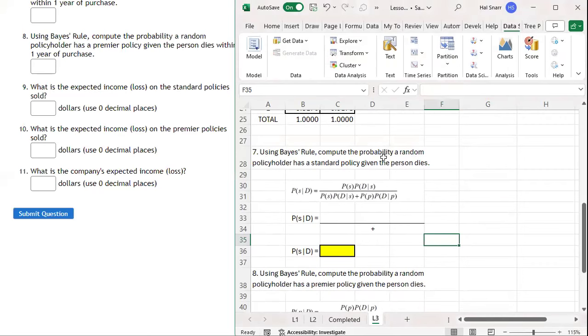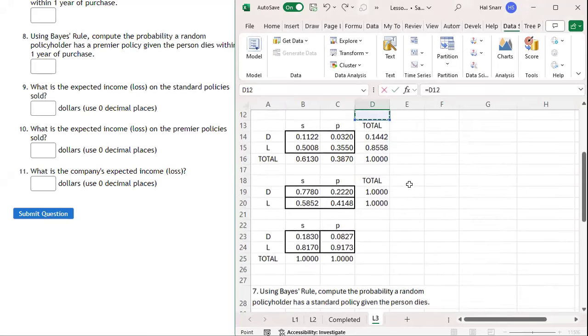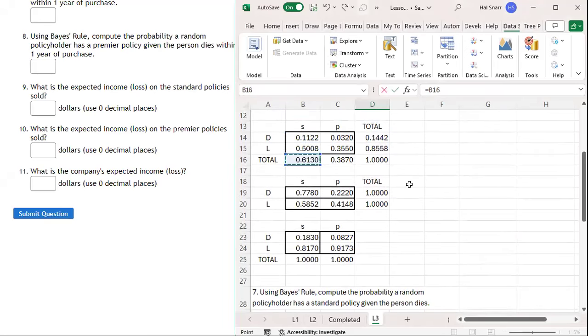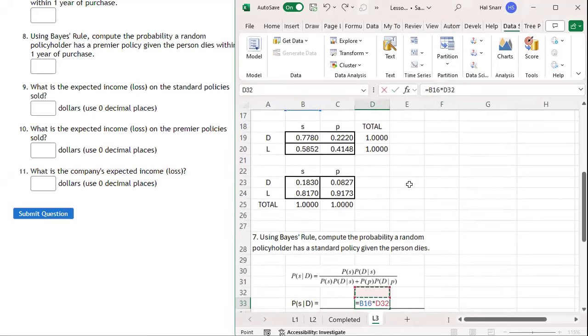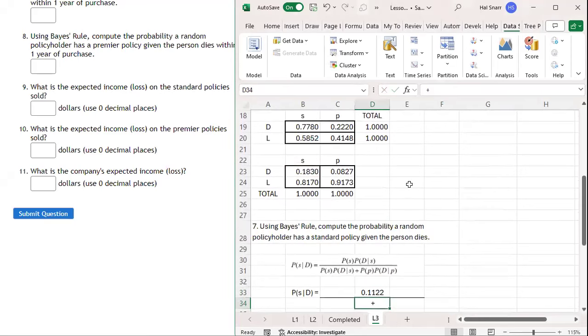Using Bayes' rule, compute the probability that a random policyholder has a standard policy given the person dies. Okay, so the first thing we need is the probability of being a standard policyholder, this marginal probability here. We're going to multiply that by the probability of death given a standard policyholder. These are the conditional probabilities of being a standard policyholder, and this is the probability of death. So that's the numerator there.